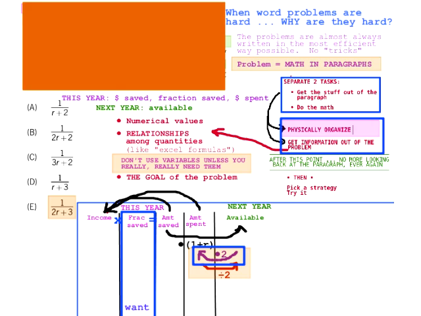Okay, let's see. R, spend the same next year. 1/2 target fraction. 1/2 R plus 3. That looks like it works.